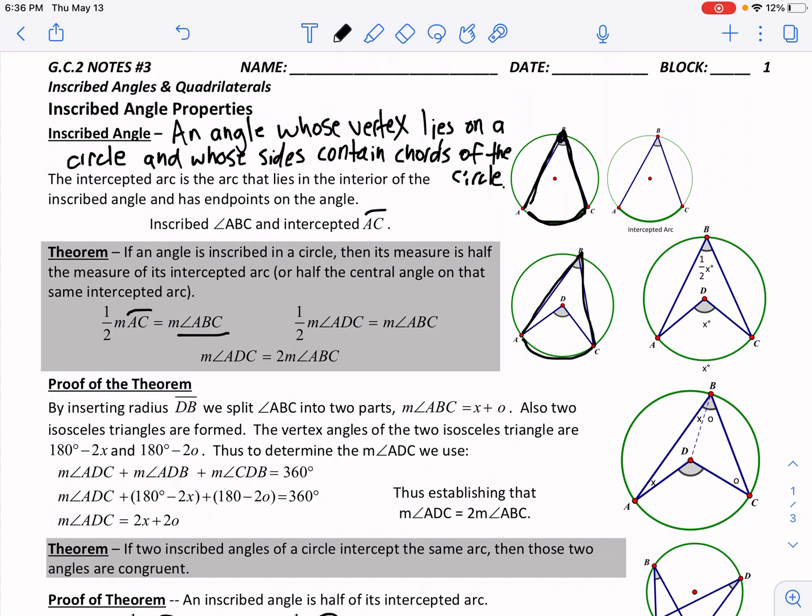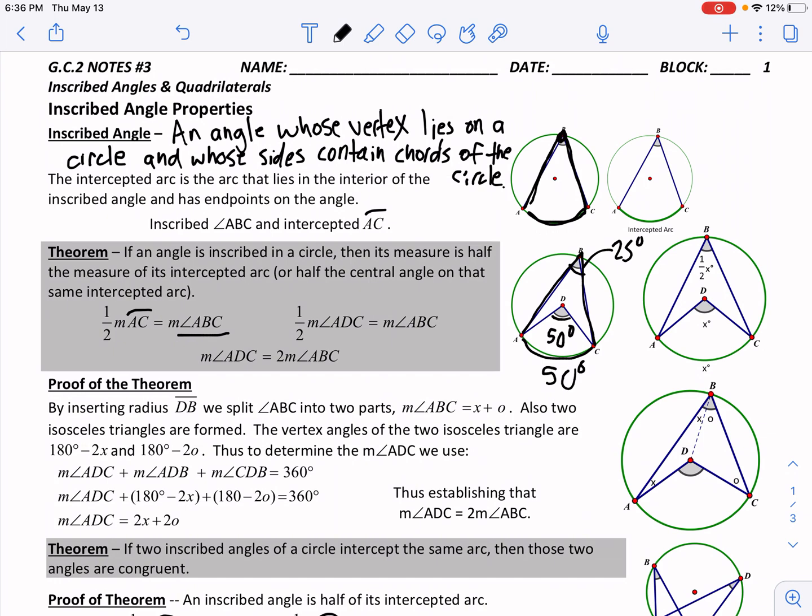For instance, if we said that AC here was 50, then angle ABC here would be 25 degrees. And of course, we remember from the last video that the central angle would be the same as the arc, which would be 50. So the central angle would be the same as this arc. The inscribed angle is going to be half.